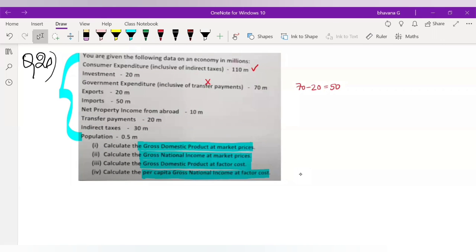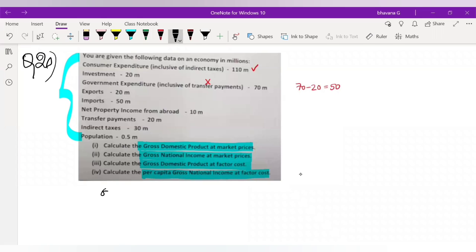So here in the question, from which method are you going to find all of these? Can someone see and tell me which method you are going to use? Income method or value added method or expenditure method? What method do you have to use here? What is the method that you can use here? Yes, very good. Here you have to use your expenditure method.